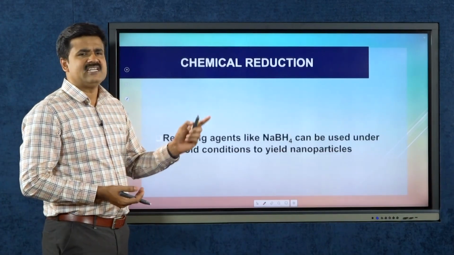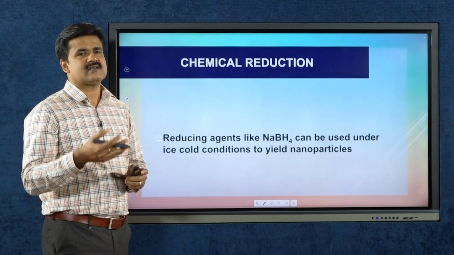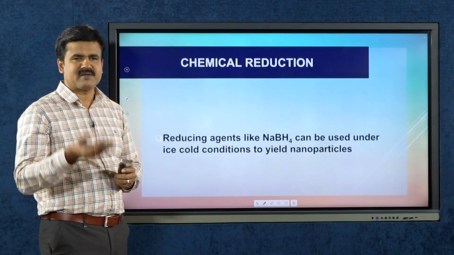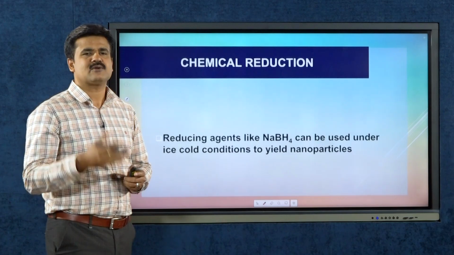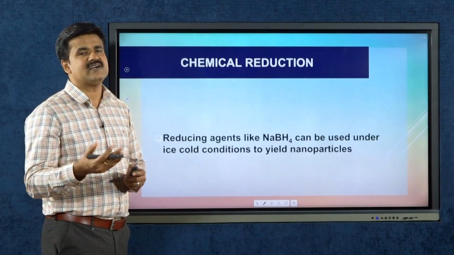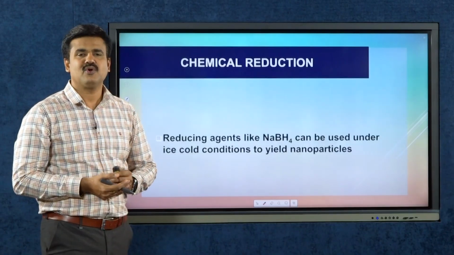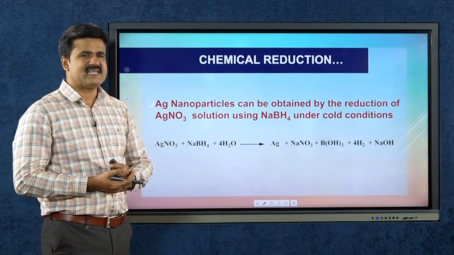Now, in the chemical reduction, reducing agents like NaBH4 can be used under ice cold conditions because the temperature may influence the product formation. High temperature, low temperature, etc. are there, but low temperature or ice cold condition is preferred for selective reduction using sodium borohydride. Now, we are taking some examples.